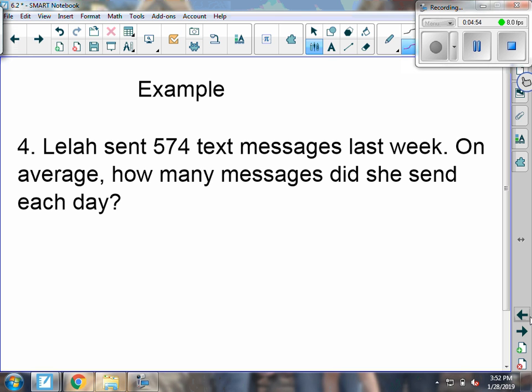Copy this down. Layla sent 574 text messages last week. On average, how many messages did she send each day? Pause this if you need more time to copy it down, please. So how many days are there in a week? There's 7. They want to know how many messages did she send each day. Well, we don't know, but it's going to be 7 times a variable. I'm going to use m as my variable for the number of messages. How many messages did she send total after that week?